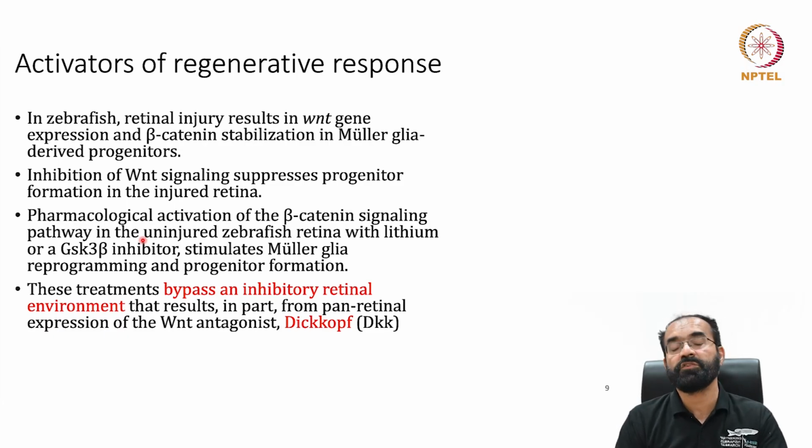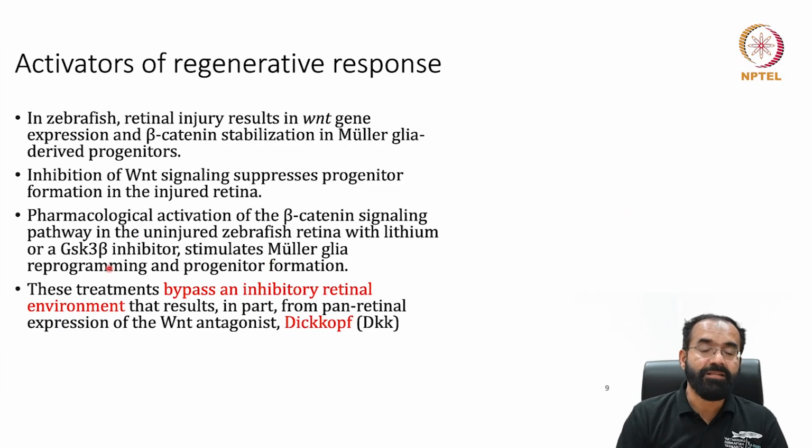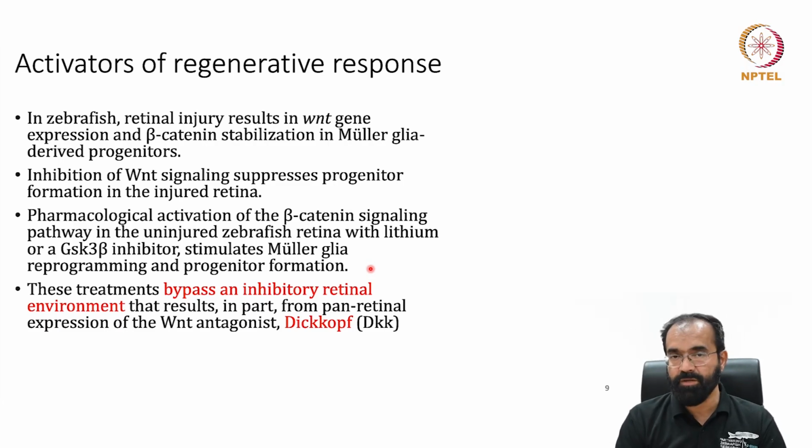One of the phosphorylating molecules of the destruction complex is GSK3 beta, glycogen synthase kinase 3 beta. So if you block it using an inhibitor, it can stimulate the Muller glia reprogramming and progenitor formation even without an injury. This is what you should keep in your mind. If you can stabilize the beta-catenin without an injury at all to the retina, it will start a regenerative response.